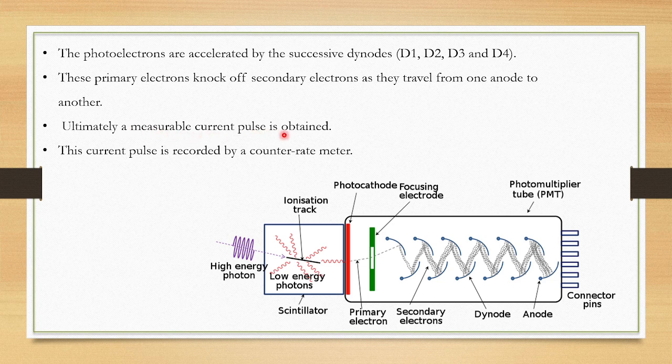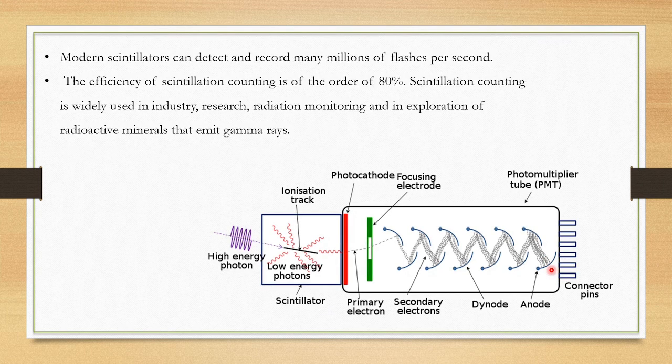Ultimately a measurable current pulse is obtained. Finally, a measurable current pulse will be available to us. This current pulse is recorded by a counter rate meter. Modern scintillators can detect and record many millions of flashes per second.